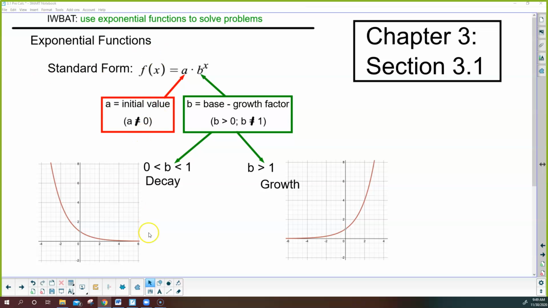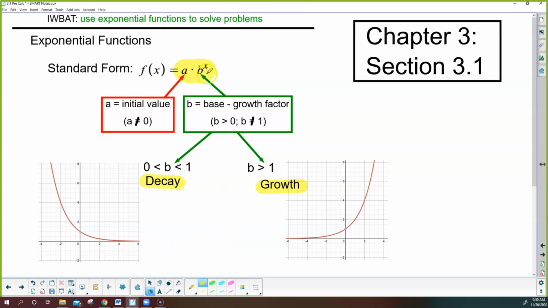Okay, the big goal today is for us to get refamiliarized with this function right here. Remember, we could put y equals or f of x equals. It doesn't really matter. But we're looking at exponential functions. There are two types: exponential growth, ones that grow quickly, or exponential decay, ones that start getting smaller and smaller and smaller as time goes on.